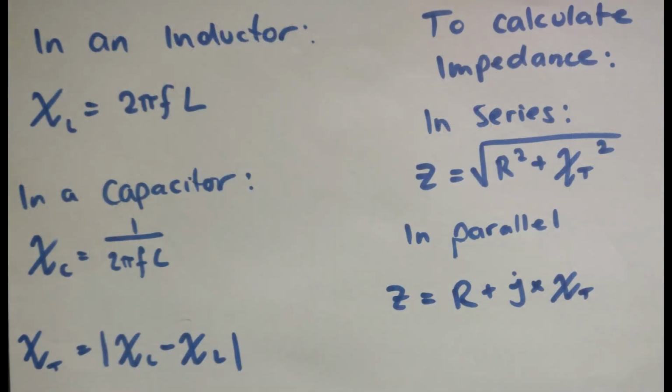In an inductor, reactance is equal to 2 pi times the frequency and the inductance in henries. The answer would be in ohms. Make sure to use SI units. In a capacitor, reactance is equal to 1 over 2 pi times the frequency of the AC input times the capacitance in farads. This answer will also be in ohms.